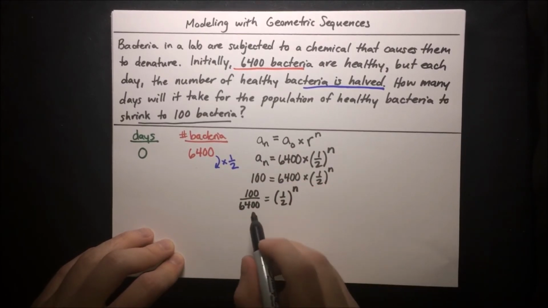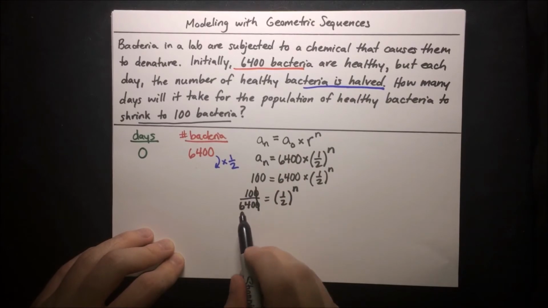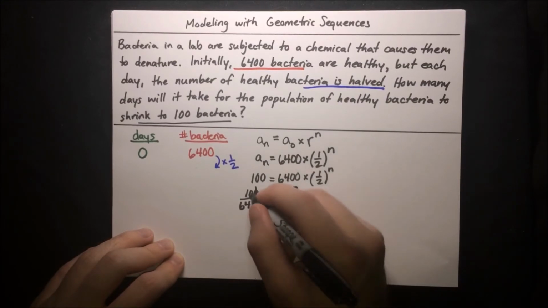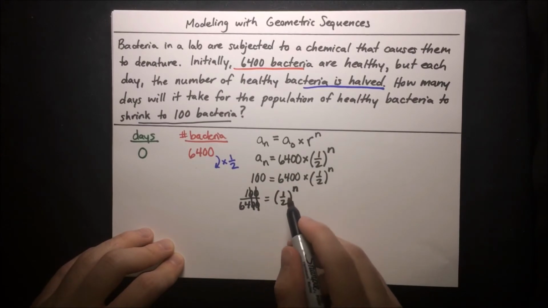And we can simplify this fraction a little bit. Divide by 10, and that's just like canceling these zeros. You get 10 out of 640, and then you cancel the next set of zeros. So just 1 over 64 is equal to 1/2 to the n.